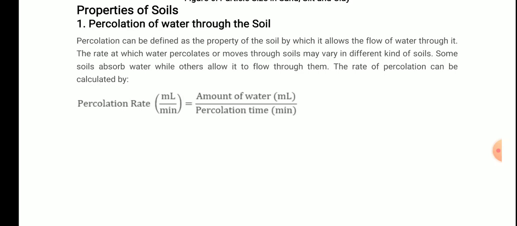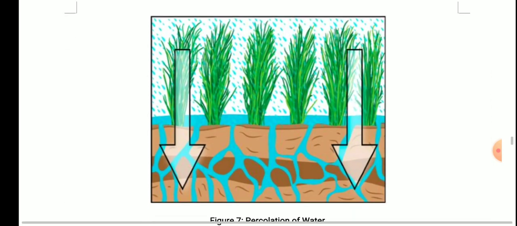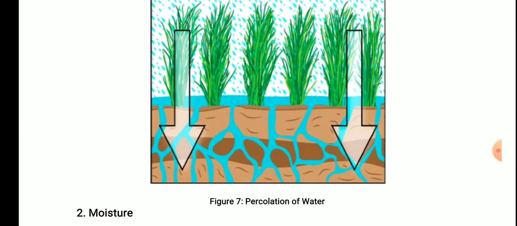Okay, students. See, this one is the percolation of water. You can see the water is there and then it moves down into the soil. Clear?